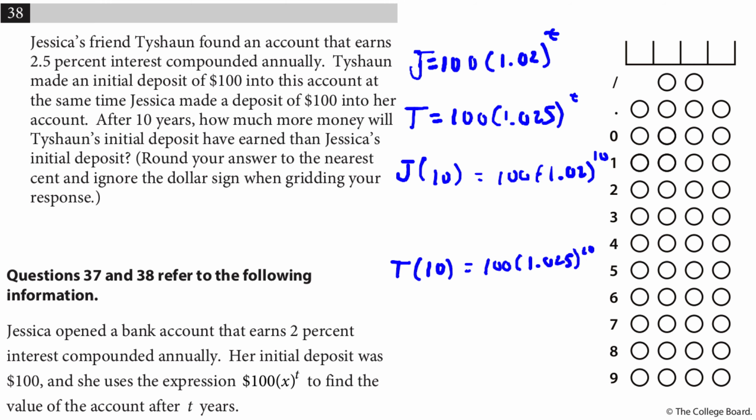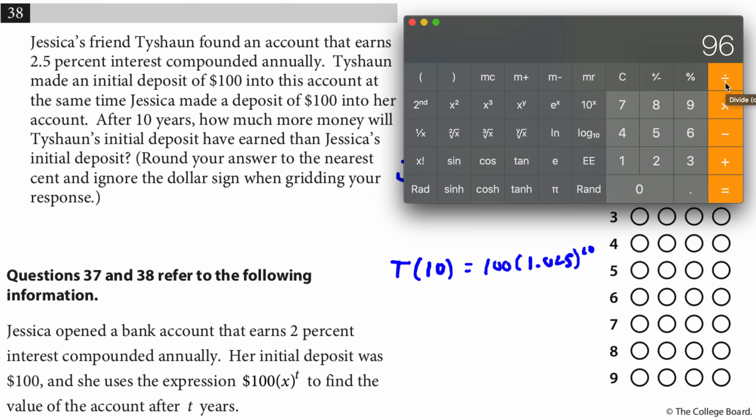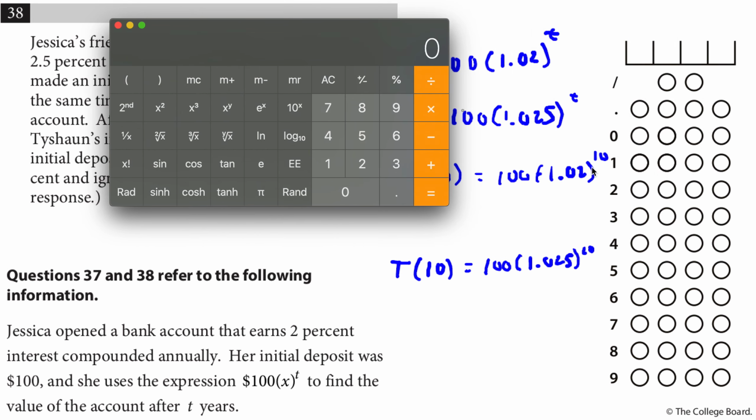Now let's see how my calculator does with this. Okay, let me just check something. So let's do something I know. I know that 3 to the 4th is 81. Let's make sure I'm doing this correctly. 3 to the 4th is 81. Okay, good. So I will do 1.02 to the 10th. And that gives me this. Then multiplied by the 100, and that gives me $121.90.